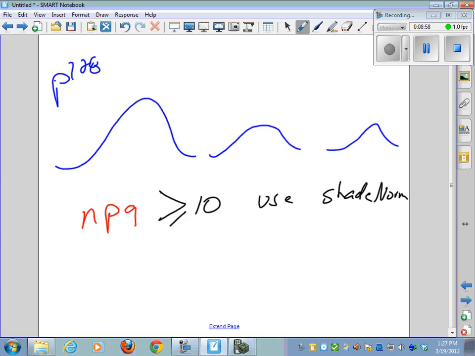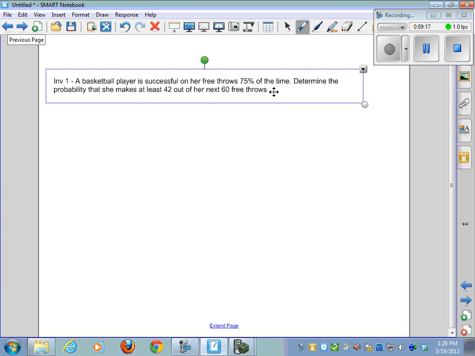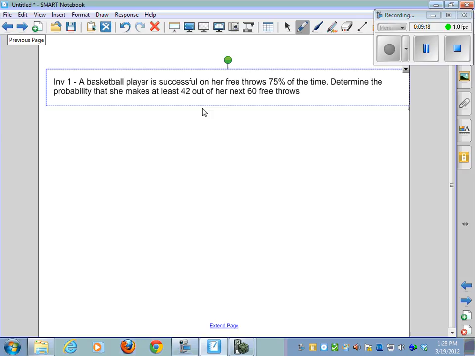Okay, now how do you recognize a question like this? Well, it's kind of hard, and it comes from a little bit of experience here. So let me give you an example in the basketball sense. In this basketball question, we're going to go with the 60. We're going to say a basketball player is successful on her free throws 75% of the time. Determine the probability that she makes at least 42 out of her next 60 free throws. This is a binomial situation because it's success or failure, make the shot or not.